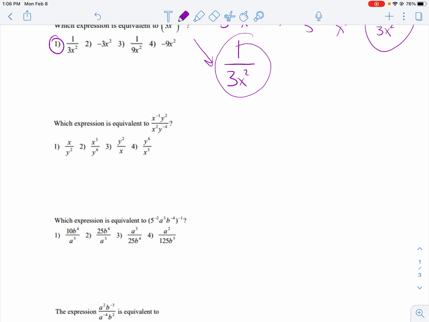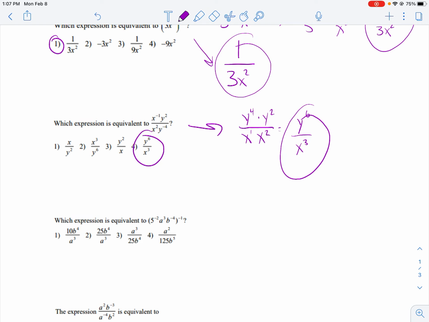What I'm trying to do here is train you so that when you see these negative exponents, you just rewrite them by putting them in the correct spot. I see an x to the negative 1, which means I'm going to move that down below and raise it to that power. And I've got a y to the negative 4 in the denominator, so it actually gets moved up to the numerator. Now we have things in the right place. We don't have any negative exponents, and all we have left to do is multiply. So we get y to the 6 all over x cubed, which is number 4.